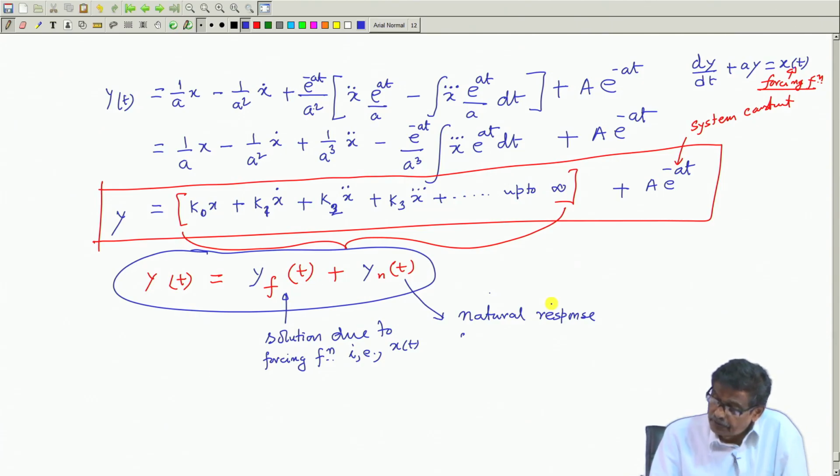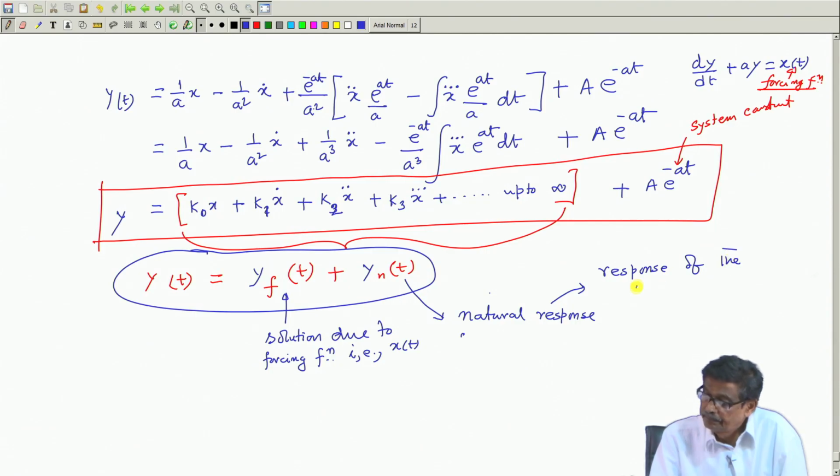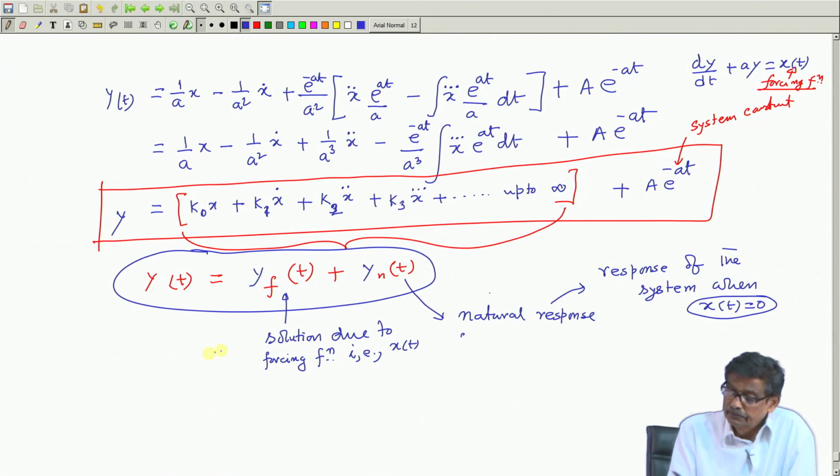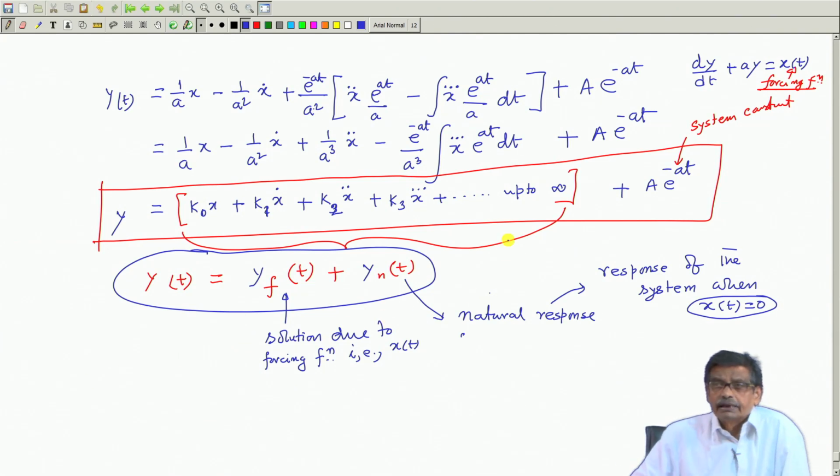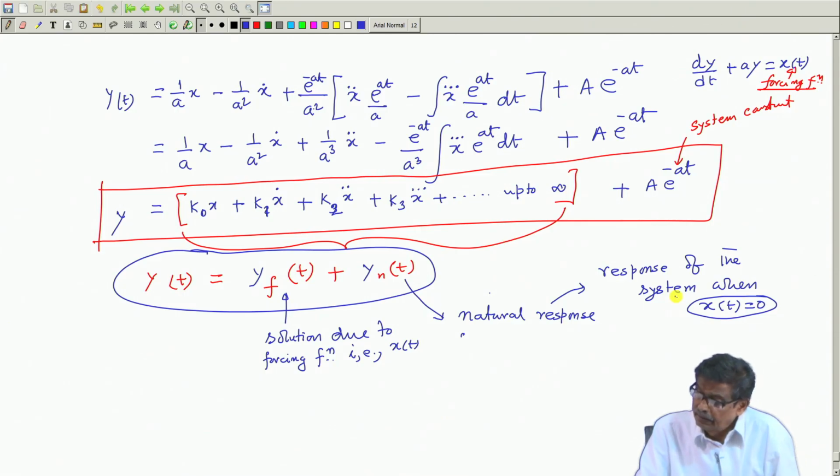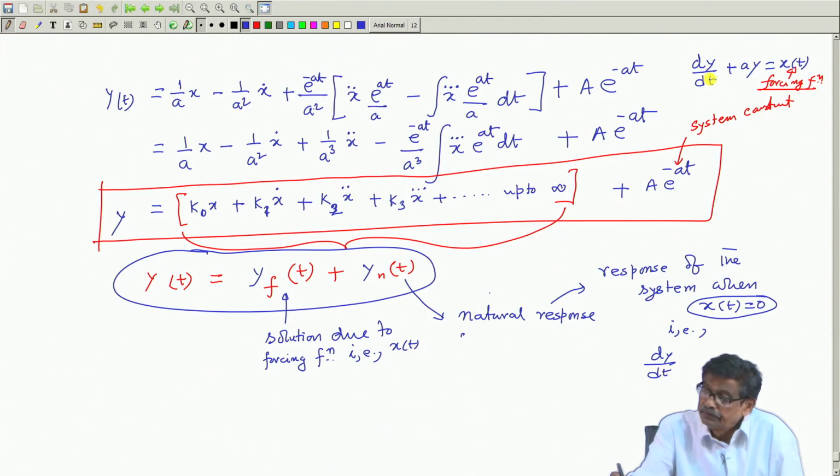So, what is natural response? It is the response of the system when x t equal to 0. Put x equal to 0, all are zeros, a to the power minus a t, is not. That is the response of the system when x t equal to 0, that is, the solution of the system when dy dt plus a y is equal to 0.